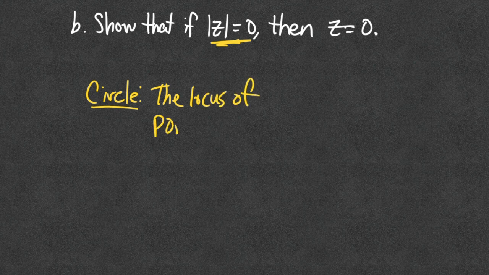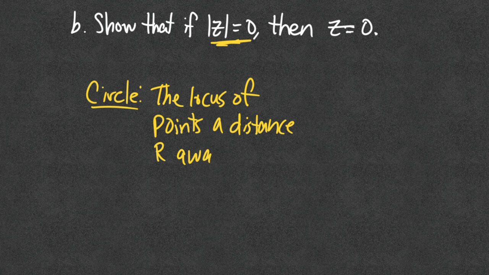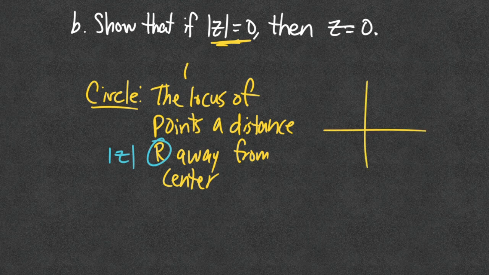of points that are a distance r away from the center. But remember, we said that we defined r to be the modulus of z. And if the modulus of z is 0, then really our circle is going to be the locus, or the set, of all points a distance 0 away from the center, which is the origin.